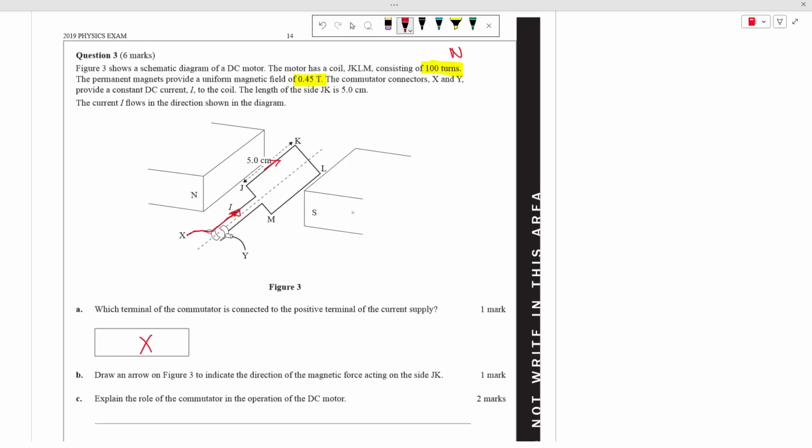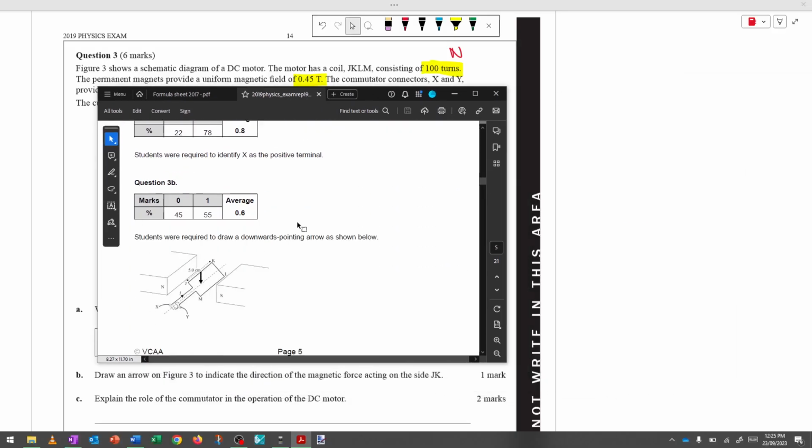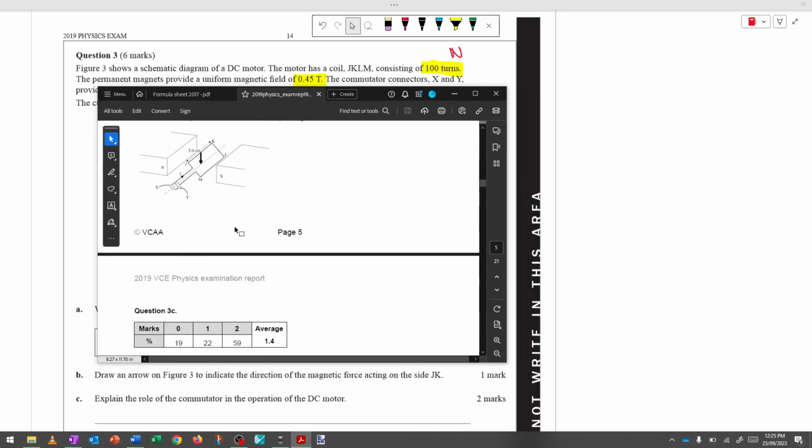So the arrow, draw an arrow on figure 3 to indicate the direction of the force. Well, that'll just be pointing down like that. I think that's all they want, just an arrow pointing down. There you go.